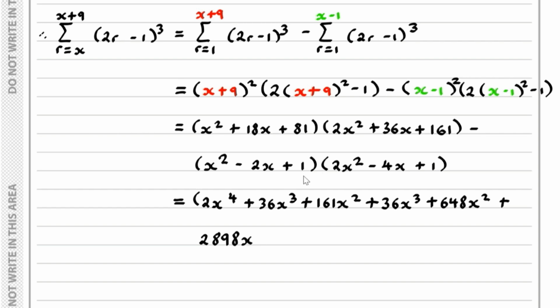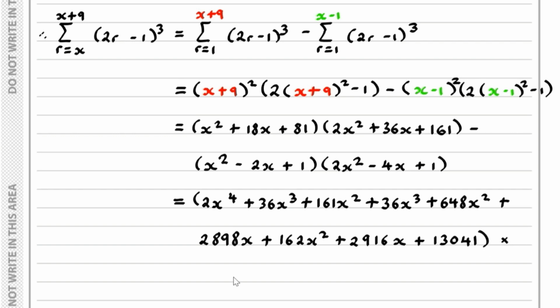And then we've got 81 times 2x squared, which is 162x squared. Then we've got 81 times 36x, so that's 2916x. And then we've got 81 times 161, which is 13,041.